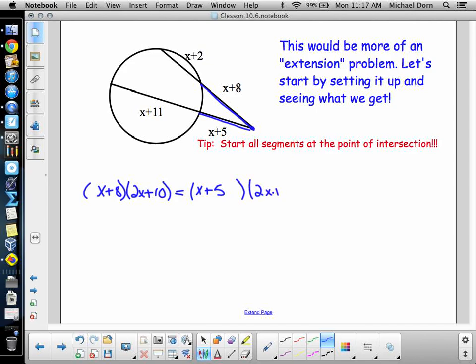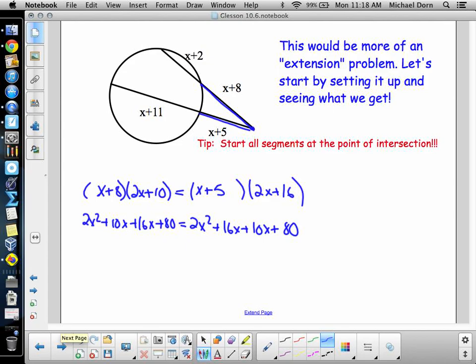2x plus 16. Now this looks like it's going to be all sorts of nasty, doesn't it? But I want you to watch really carefully and see what happens. We have to FOIL these. That gives me 2x squared plus 10x plus 16x plus 80 equals 2x squared plus 16x plus 10x plus 80.